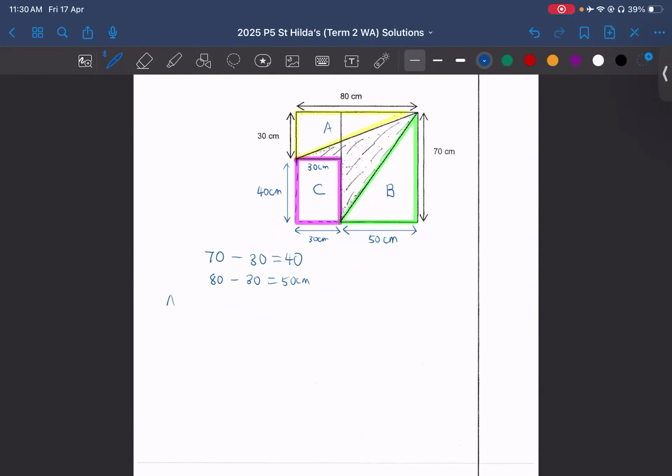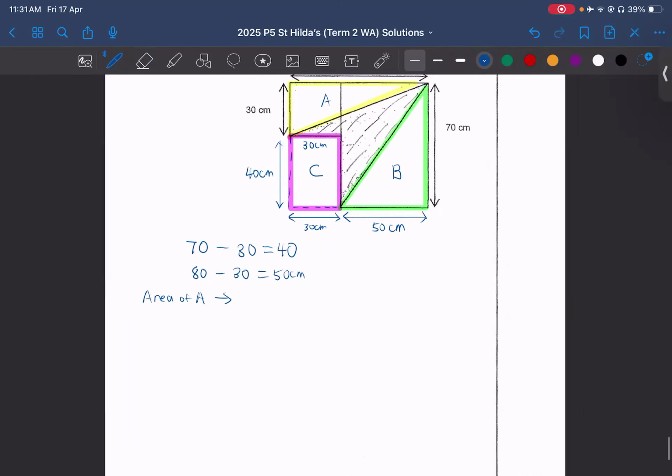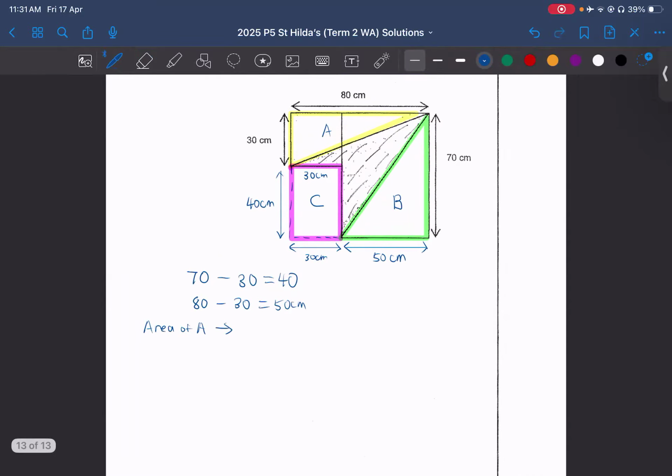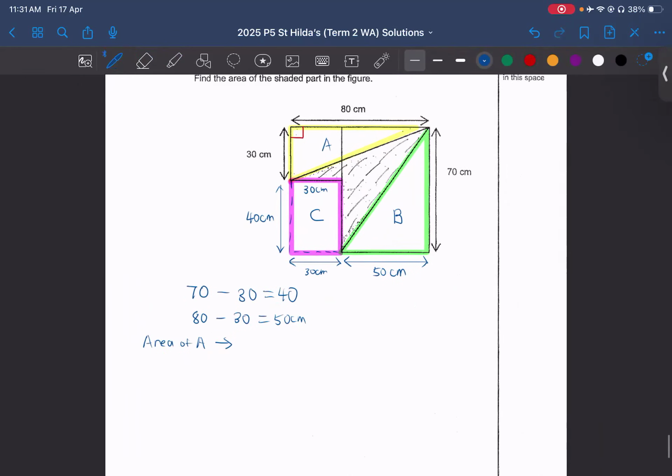So first we find the area of A, which is a triangle. If you look closely, this corner here, which is the square, is a right angle. So in order to find the area of this triangle, it's half times my base, which is 30, times my height, which is 80. So for this, you get 1,200.